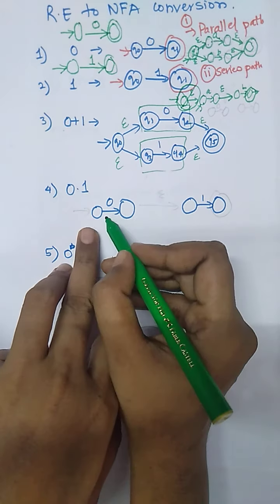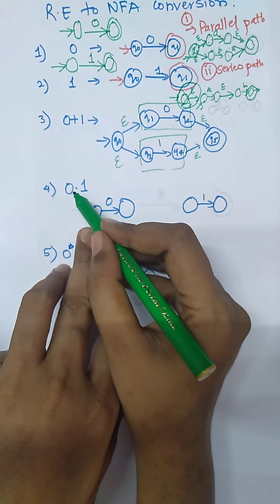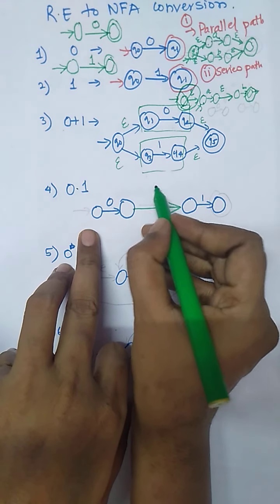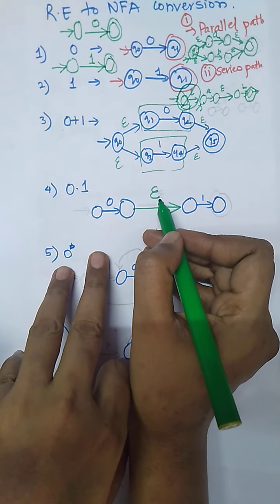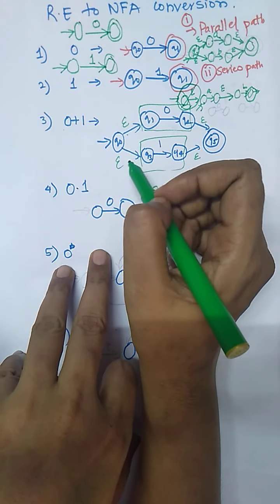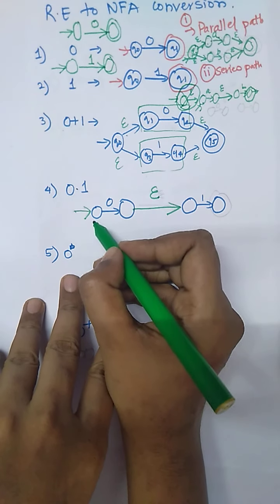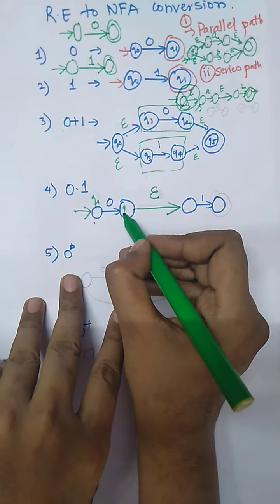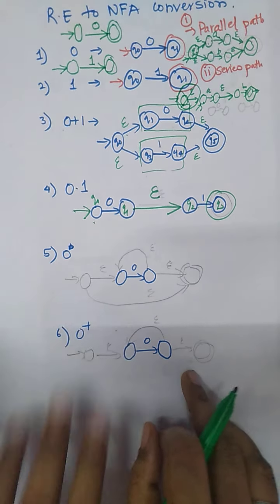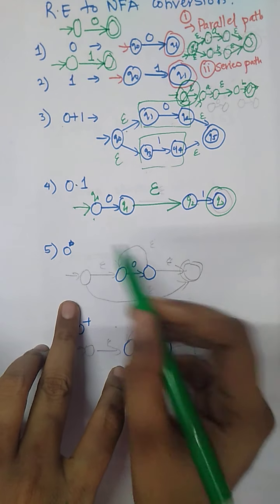Now how are we going to connect them? The dot product means series connection, so we connect them with an arrow with input epsilon. Whatever extra arrow we add, we write epsilon as the input. This is the fixed initial state, and we name the states Q0, Q1, Q2, Q3, and this will be the fixed final state. Now, how are we going to draw the NFA for zero closure?